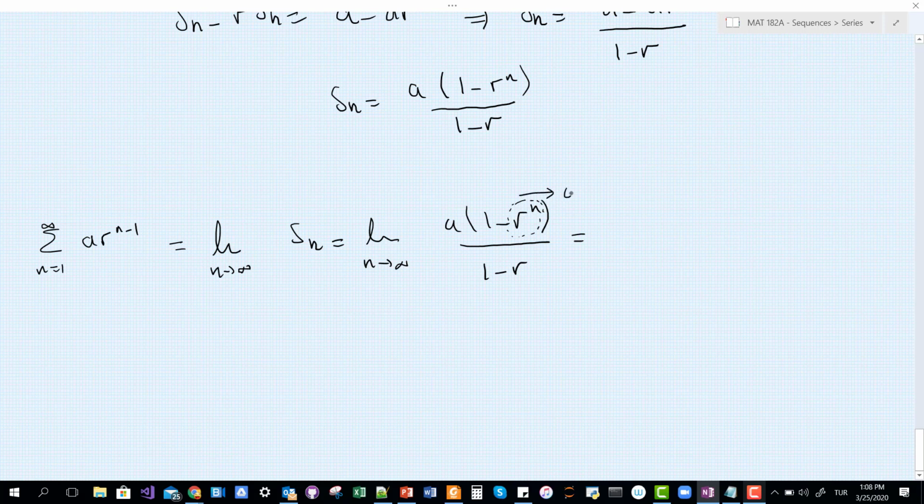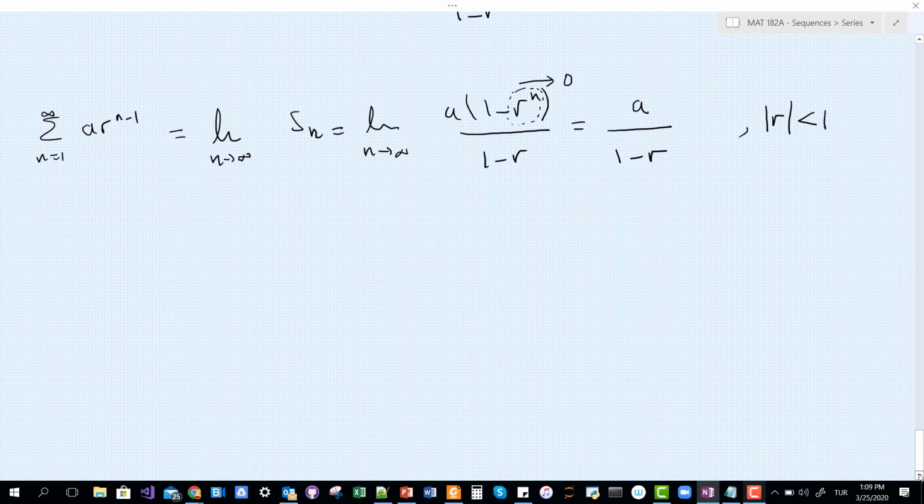You remember, guys, the commonly used limits about sequences? If R is a number which is less than 1, then I know this guy is going to go to 0. And then look at that. At the end of the day, I can write down this formula. Perfect. I now have a formula for the sum of the geometric series.